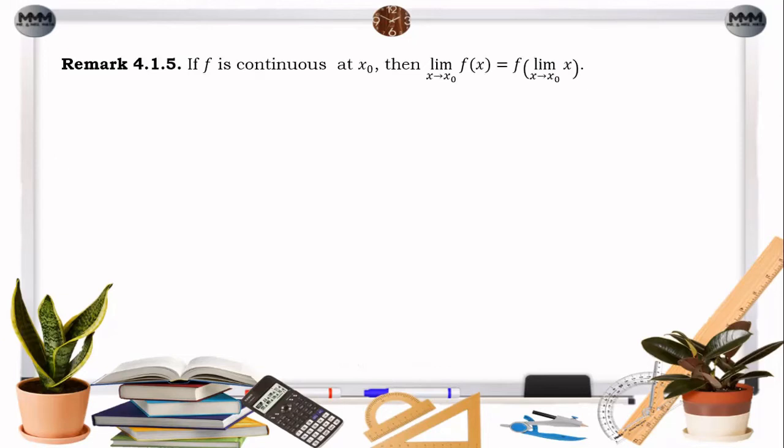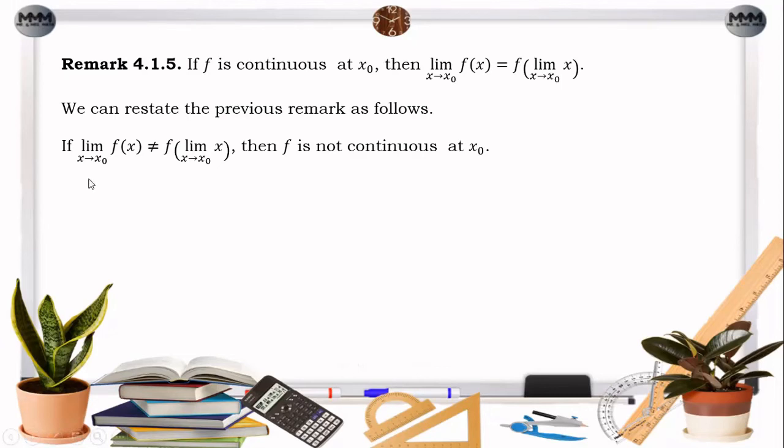Now let's have here a remark. It states that if f is continuous at x sub 0, then the limit of f of x as x approaches x sub 0 is equal to f of the limit of x as x approaches x sub 0. Now we can restate the previous remark as follows. If the limit of f of x as x approaches x sub 0 is not equal to f of the limit of x as x approaches x sub 0, then f is not continuous at x sub 0.